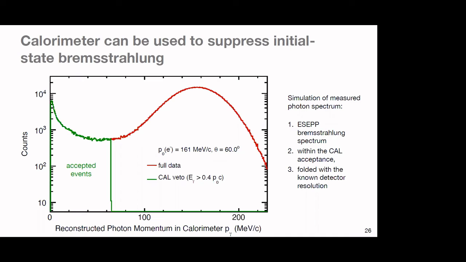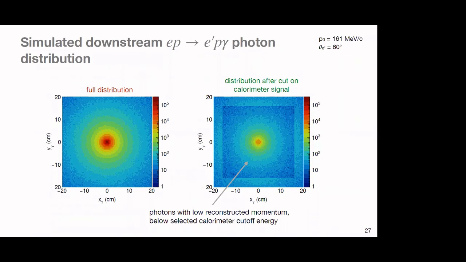So we accept the events in green, and that's how it would look if we just look at the front face of the detector. Without any interference, we will see a strongly forward peaked photon beam. And if we select only the photons up to an energy of 0.4 times the beam momentum, we see the picture on the right, where we do see photons on the front face of the detector, but these are only low momentum photons.